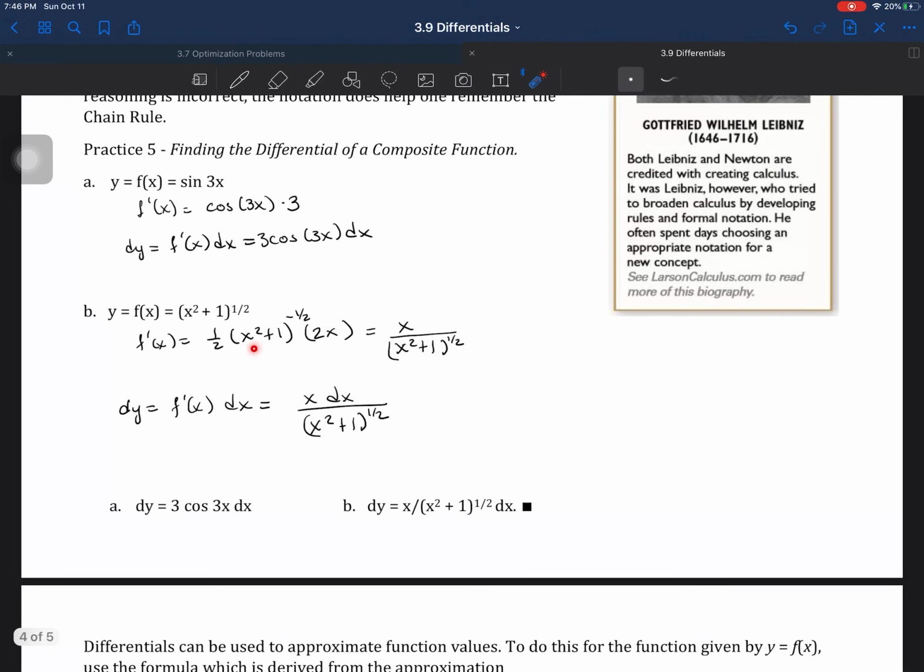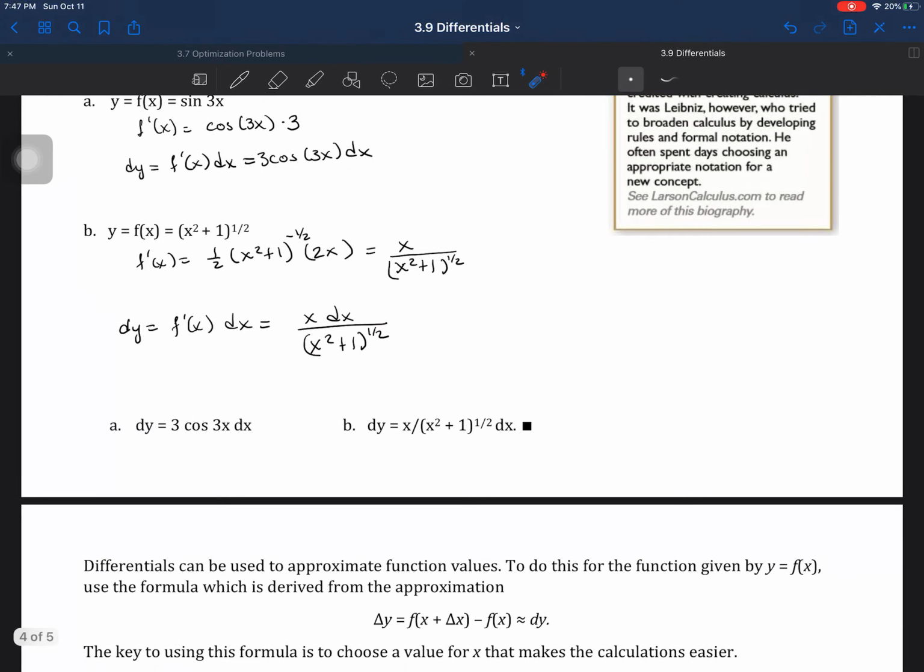Take the derivative of this by using the chain rule: bring down the 1/2, multiply by x squared plus 1, take away 1, multiply by the inside derivative of 2x, and simplify, which gives you x all over x squared plus 1 to the 1/2. The differential of this will be dy equals f prime of x dx. So just take f prime and multiply by dx, and there you go. That's how we take the differentials.